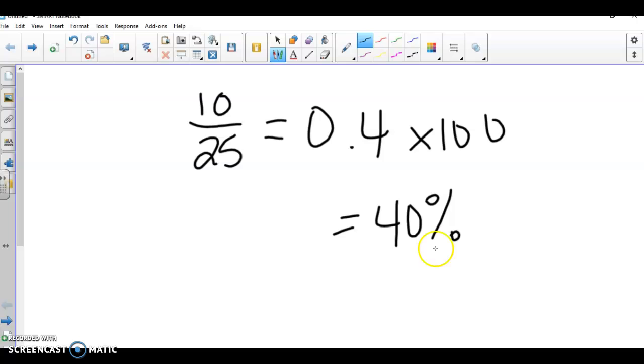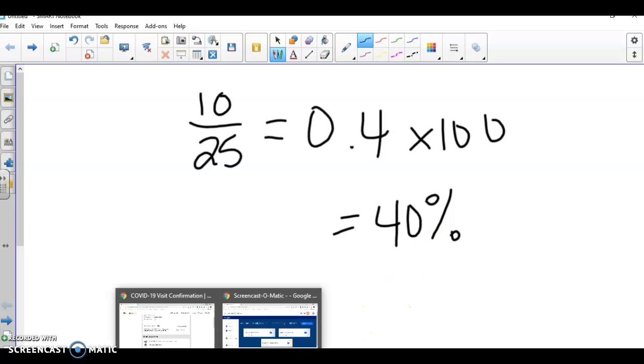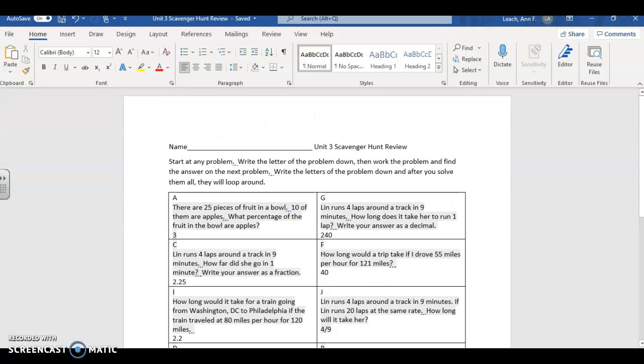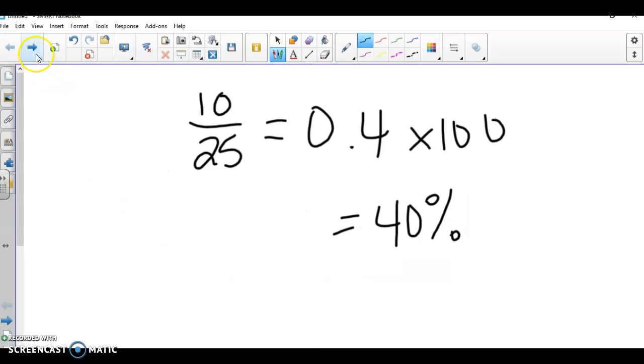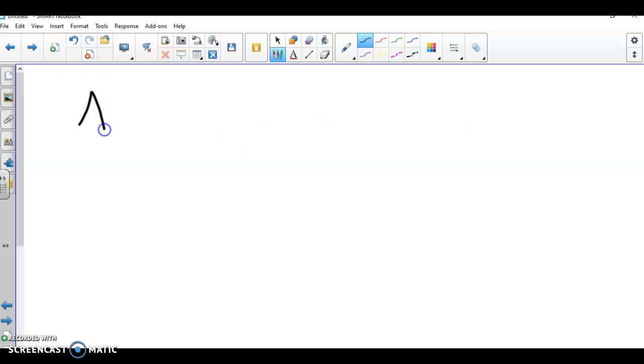Let me go back, see what we have for our answer on here. Okay, so we're looking for 40. So here it is, F. So we go from A to F. So let's draw another one. And we have A and then F. So let's see what's next. Okay, so we'll have to keep going back and forth.